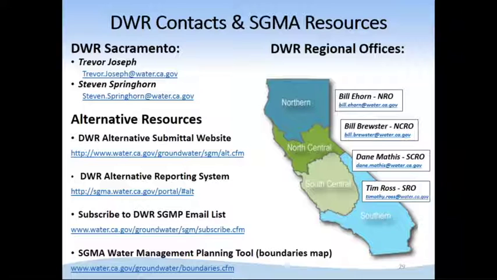And then the links provided there are to the alternative submittal website that will house a lot of this information, a link to the alternative reporting system, and then if you're not already on our email list, please sign up for that, because we'll have important information related to alternatives, but also general SGMA information that gets posted on that. And then the last link is our SGMA water management planning tool. It's, again, just an informational interactive map that might be useful for local agencies.